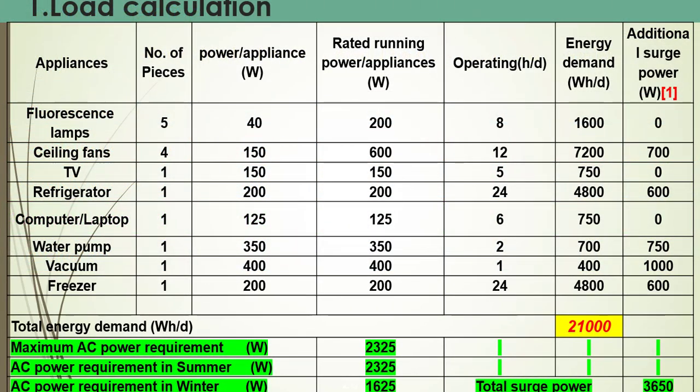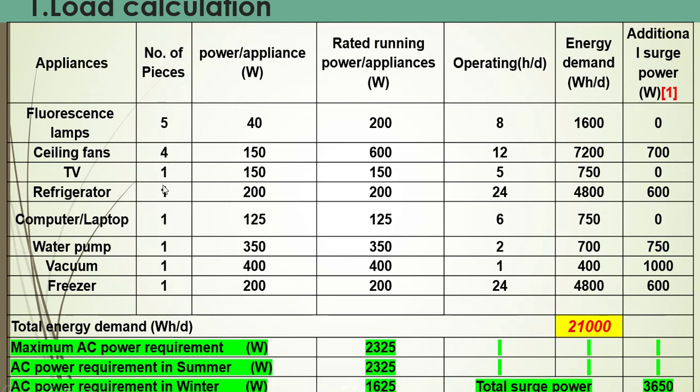In the first section, we will discuss the load calculation. This table represents the appliances in a specified home. As we see, the appliances: fluorescent lamps, ceiling fans, TV, refrigerator, computer or laptop, water pump, vacuum, and the freezer.